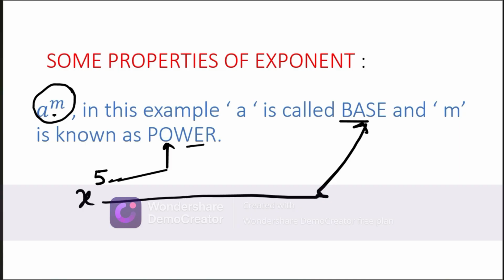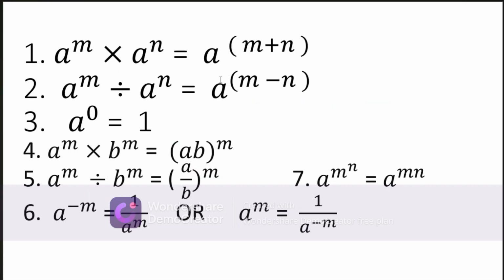Now go to the formulas. Number 1, a to the power m into a to the power n. You can see the bases are the same but the powers are different. So in the time of multiplication, if the bases are the same, the powers should be added. So a to the power m plus n. And in the time of division, the powers should be subtracted, a to the power m minus n. But the condition is necessary, that is, the bases should be the same.